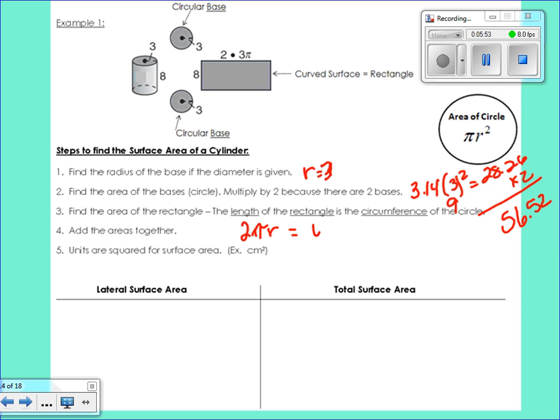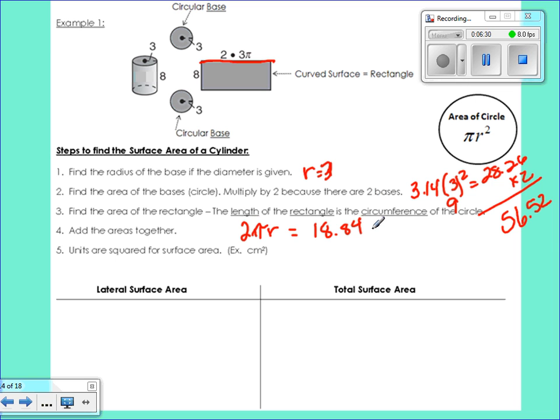See, 3 times 6.28 is 18.84. Is this the area of my lateral? No. What is it? You have to add 56.52 to it. Well, what is 18.84? That's the circumference, the length of the rectangle, right? So you have to do that.